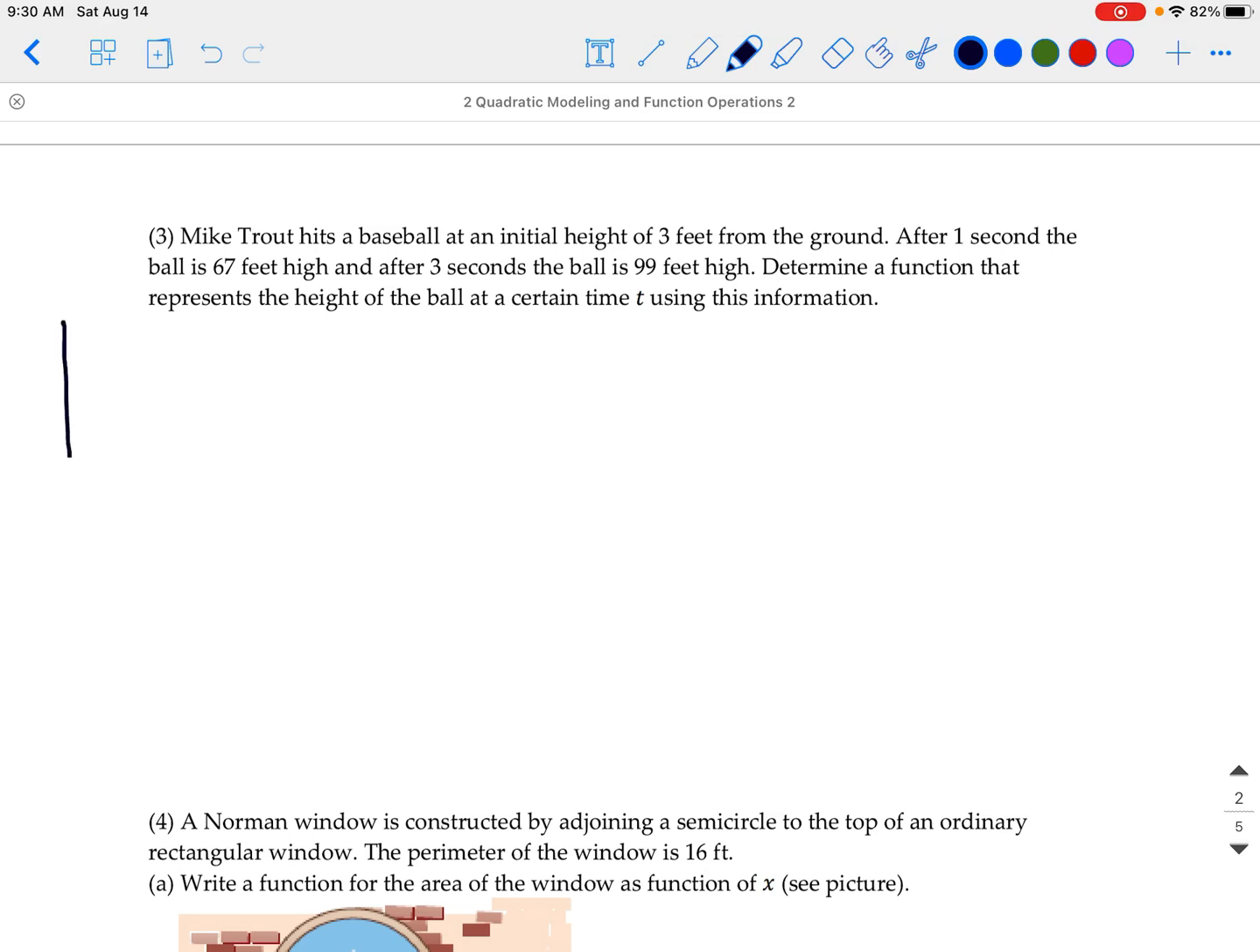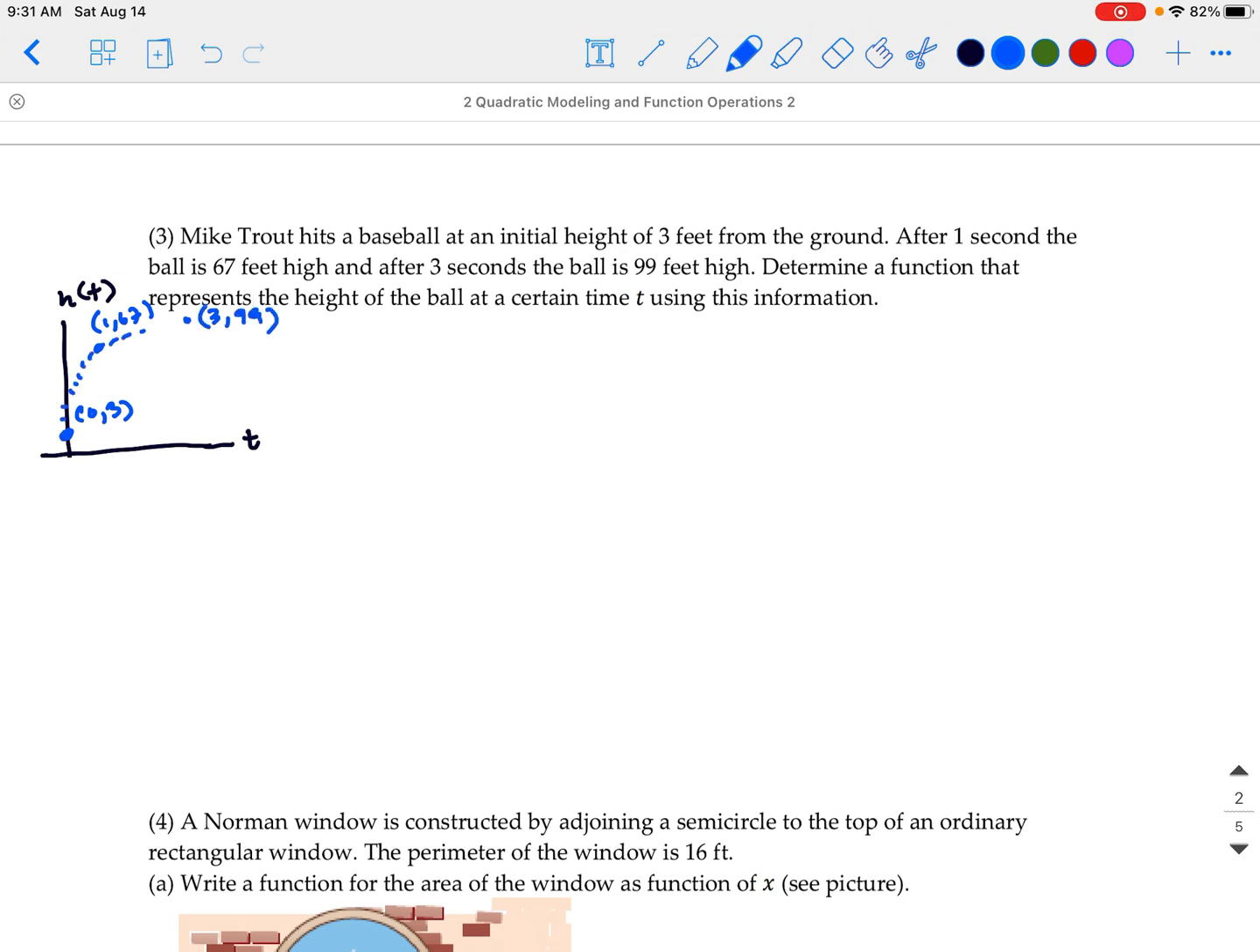It may be useful to draw a picture to see what the situation looks like. So if we have time versus height, let's say h of t, we know that at 0, the ball is at 3 feet. So that's going to be 0, 3. At 1 second, it's going to be 67 feet. And then at 3 seconds, it's going to be 99 feet.